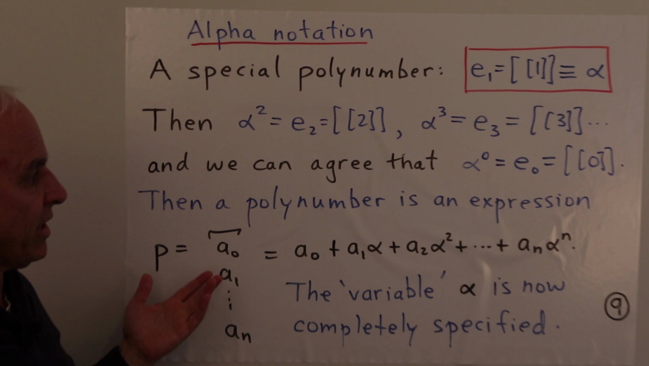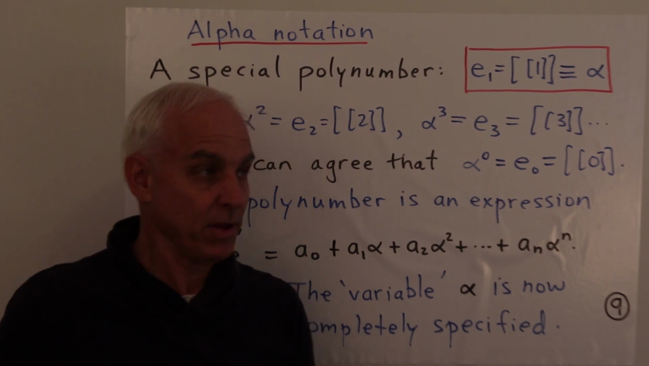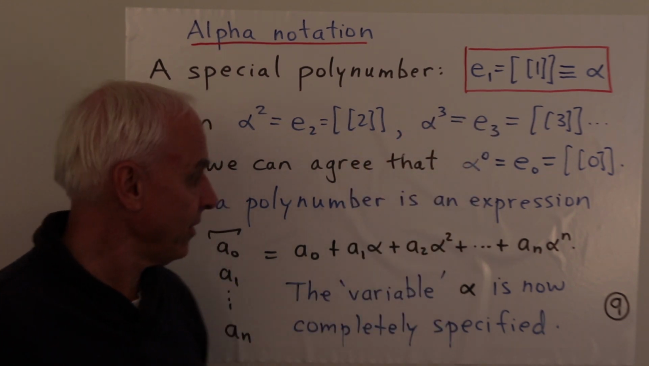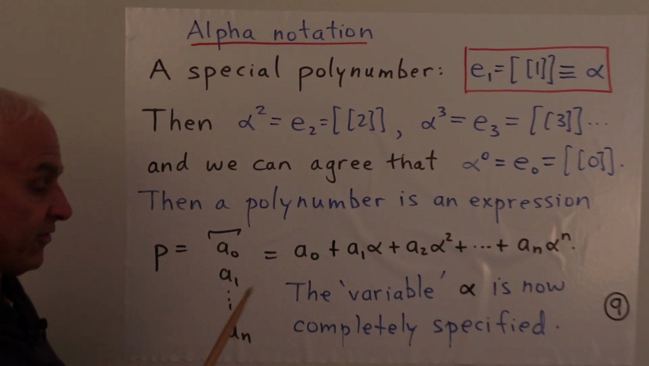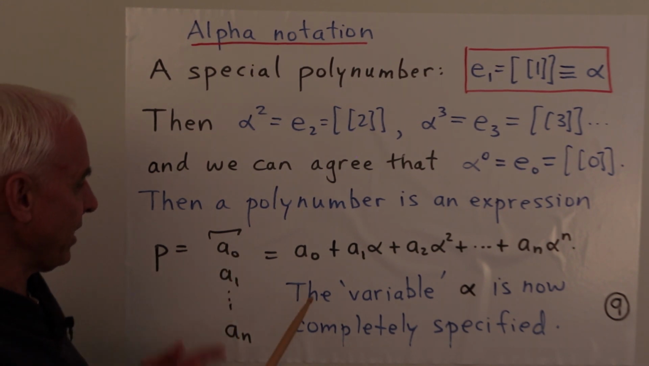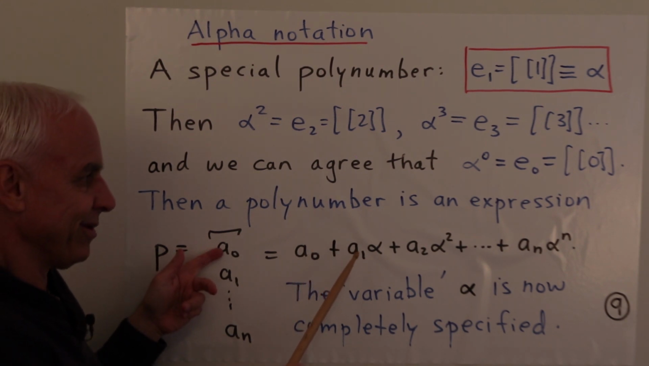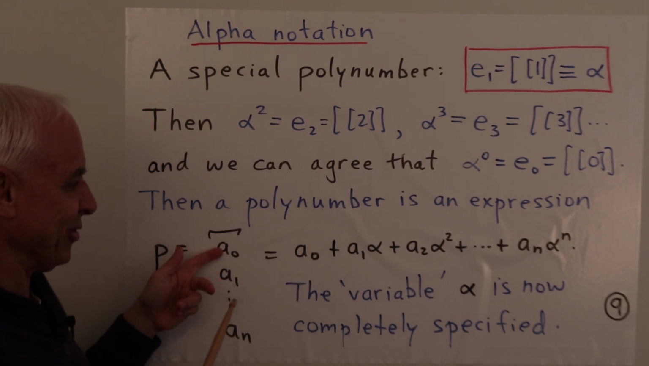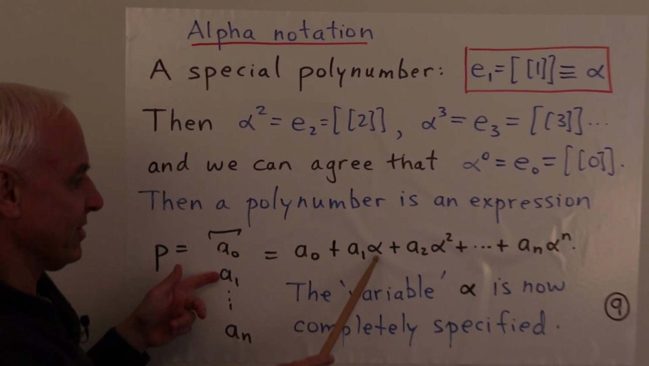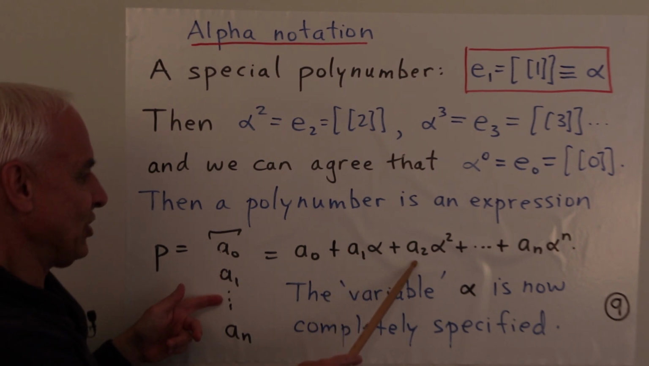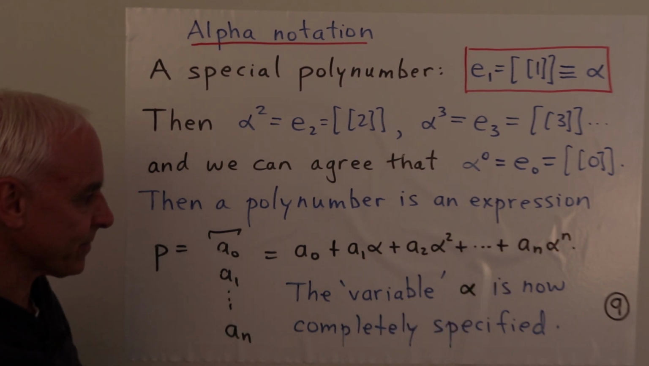Then any polynumber is going to be an expression in terms of these powers of alpha, because we're running through all the basis elements. So for example, here's a polynumber, a0, a1 up to some an. We can now write it as a0 times alpha to the 0, which we'll typically just write as a0, plus a1 alpha. So this is a1 times e1, but instead of writing e1, I'm writing alpha, plus a2 alpha squared, all the way up to an times alpha to the n.